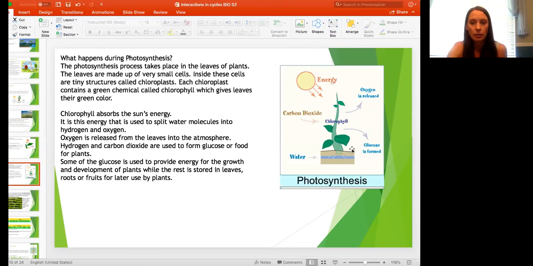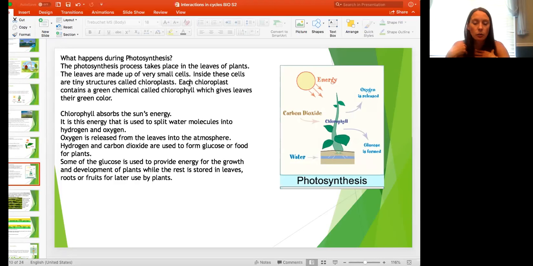Okay, another image to show what this looks like. During photosynthesis, the major part of it is taking place in the leaves of the plant. If you think about a plant that's opening up to the sun, we've got this big surface area that's allowing that sun's energy to be absorbed into the cells. The parts of a plant are all made up of hundreds and thousands of small cells. And inside these cells, they have a special structure called chloroplasts.